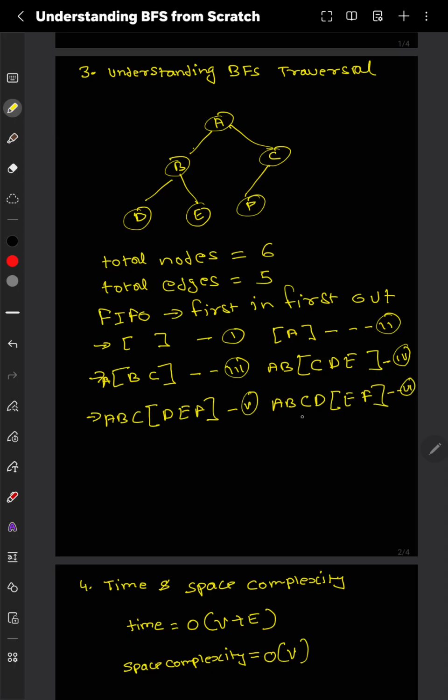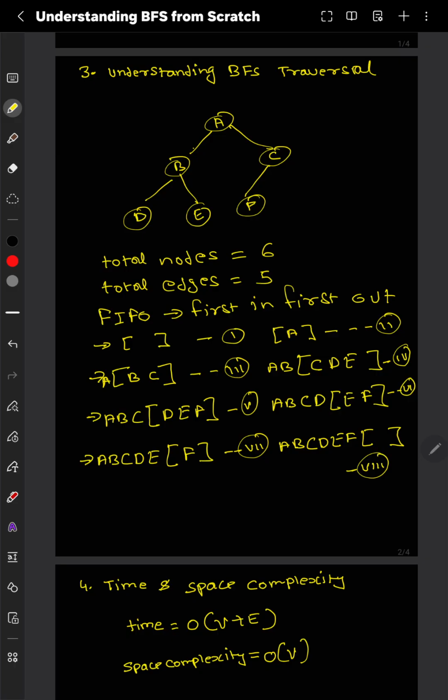Now after A, B, C, D, what is the node which should go out? That is E. So it will be A, B, C, D, E. What is left is F. This is your step 7. Now what is left which will go out? That is F. So it will be A, B, C, D, E, F, and your array would be empty. So this is the way traversal happens.